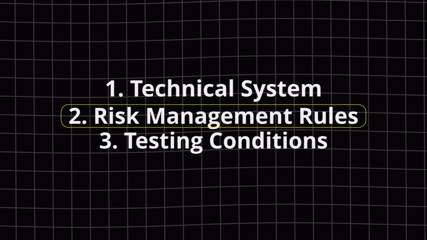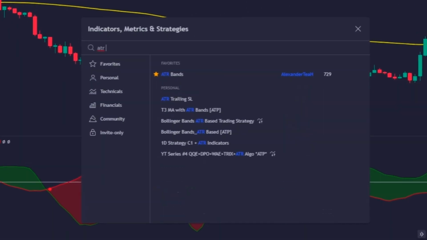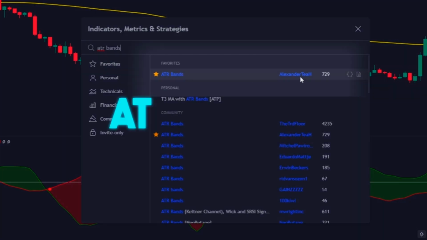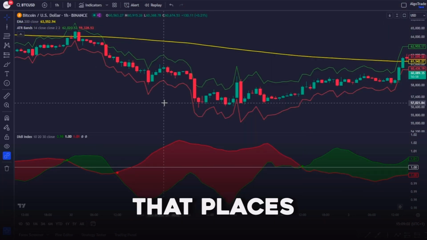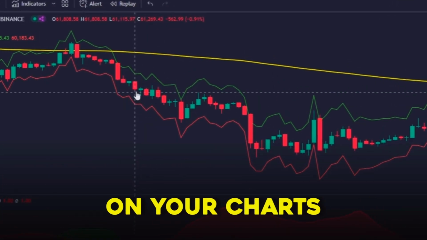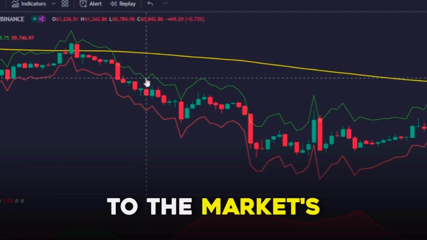For the risk management, I will use the same method as in all the other episodes by using the ATR bands indicator, a volatility indicator that places the stop losses directly on your charts according to the market's volatility.